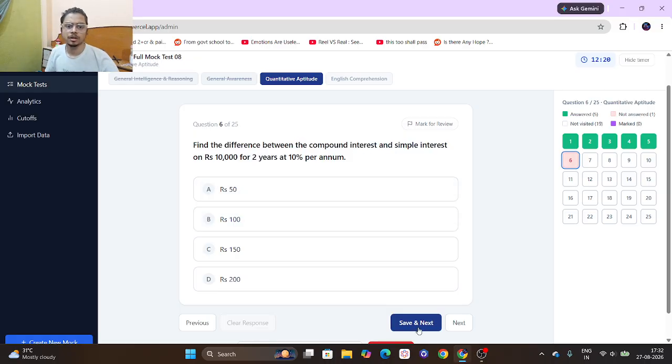Find the difference between the compound interest and simple interest on 10,000. CI first, 10,000, 1 plus 10/100 to the power 2 minus 1. 10,000, 121 upon 21 upon 100, 2100. SI, PRT upon 100, 2,000. 100 rupees is fine.